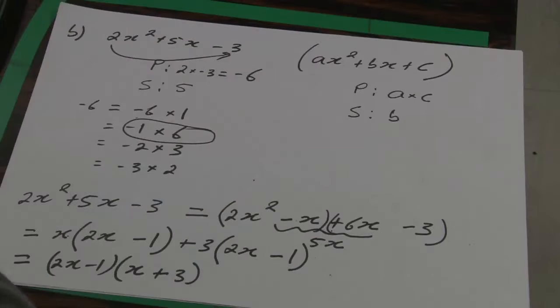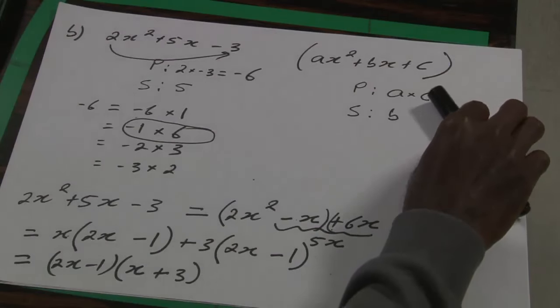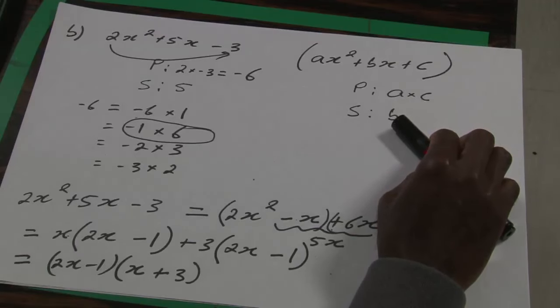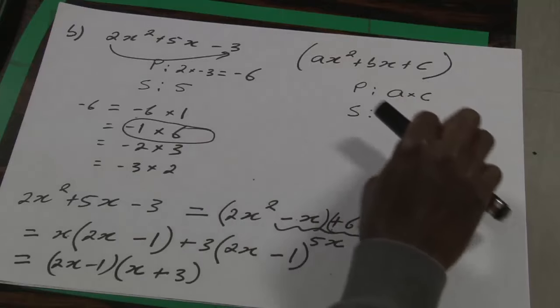So that's how you factorize quadratic expressions. Just a recap, you determine your product. Product is a multiplied by c, the coefficient of x squared, multiplied by the free coefficient. That gives you your product. Your sum is the coefficient of x, which means that's your b.